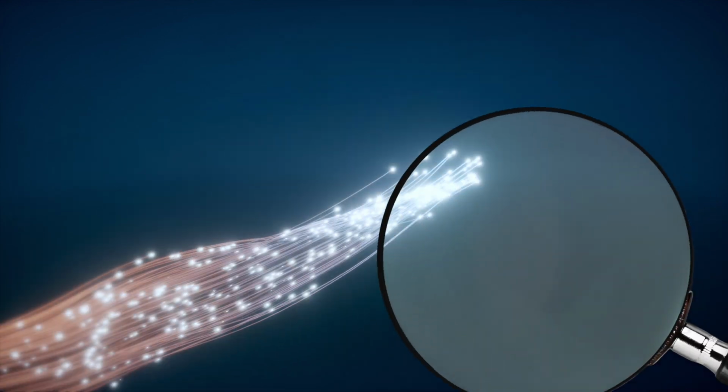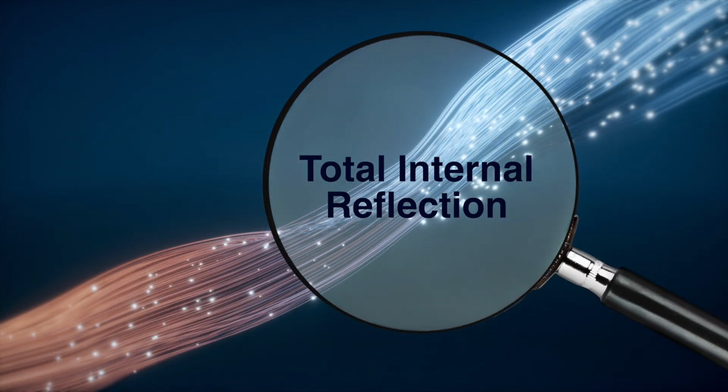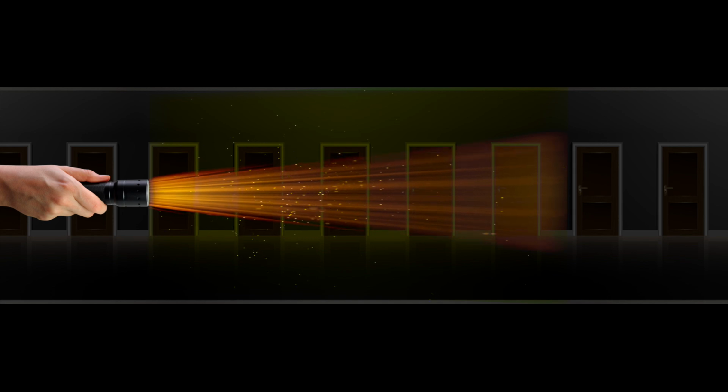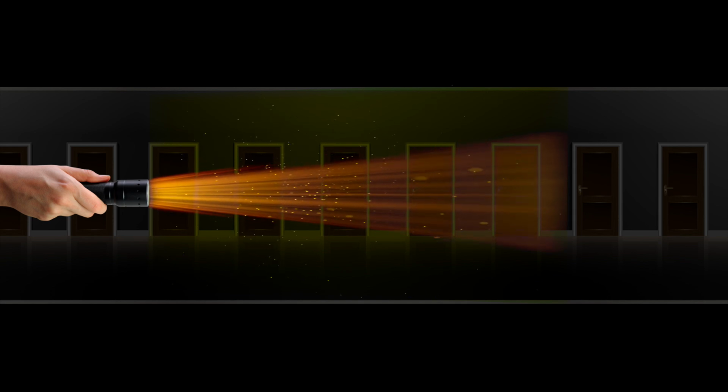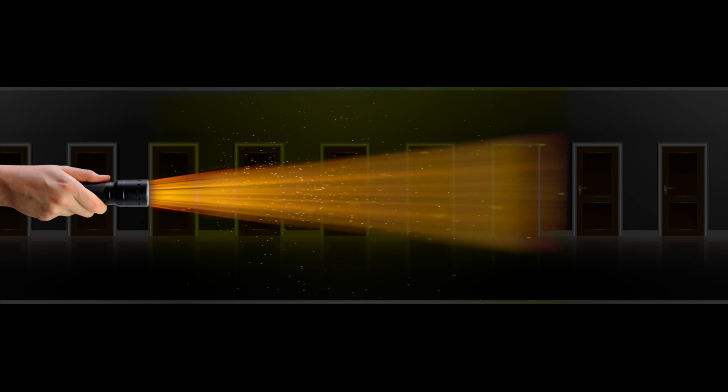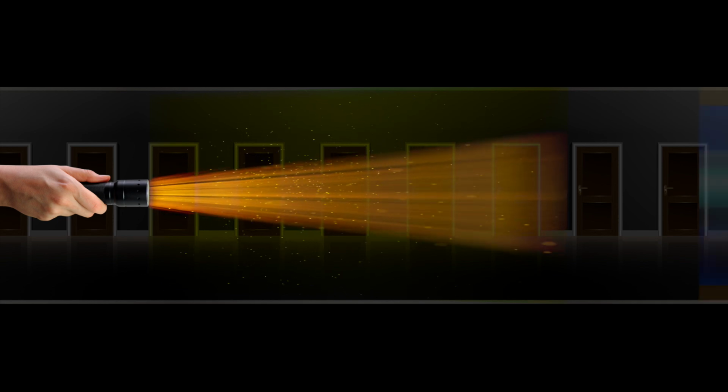Let's take a closer look at total internal reflection and how light moves through a cable. Picture shining a flashlight down a long, dark hallway. After a while, the light gets weaker and disappears. Now think of that hallway as a fiber cable. In fiber optics, to get light signals to travel without fading, we need the light to bend, or refract, at sharp angles, creating a zigzag pattern that moves it forward through the cable.